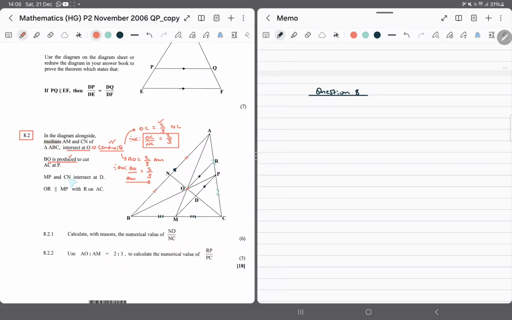Now we're told MP and CN intersect at D. Okay, that's fine. Is there any significance to that? Well, at this stage, I don't think this means a lot. But remember, statements that are given, guys, have a tendency to have a particular meaning. When two straight lines intersect, we get vertically opposite angles and many other things to think about. So I don't think there's much to learn from that. Let's leave it at that.